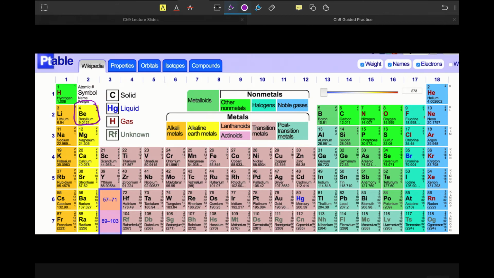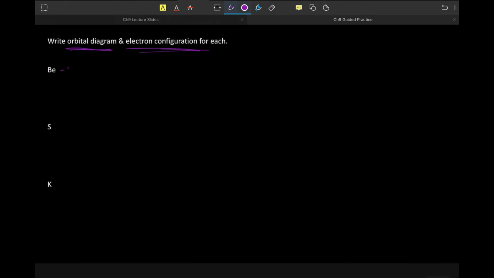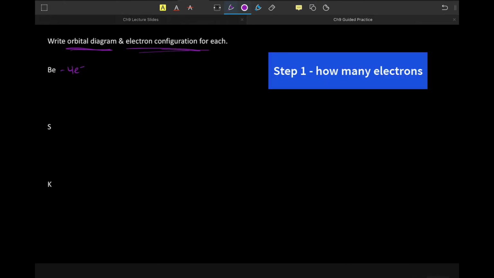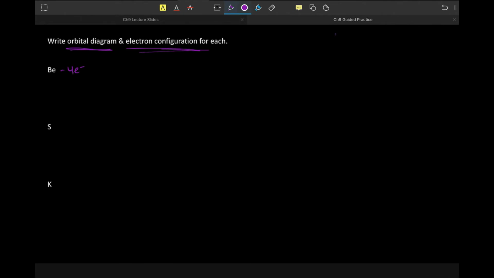Beryllium has 4 electrons, so I need to put the locations for 4 electrons. If we think back, we have our 1s, 2s, 2p, 3s, 3p, 3d, 4s, 4p, 4d, 4f. And then we would do our diagonal rule as needed, or just memorize them, whichever works for you.